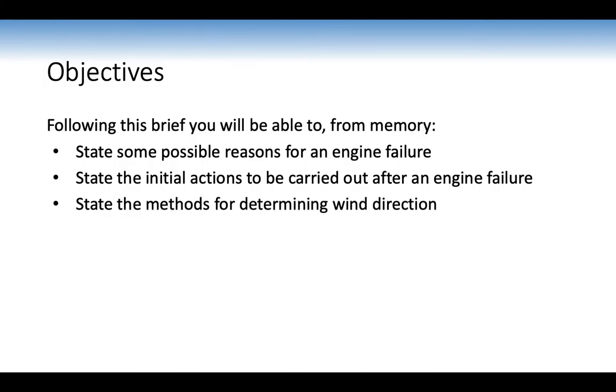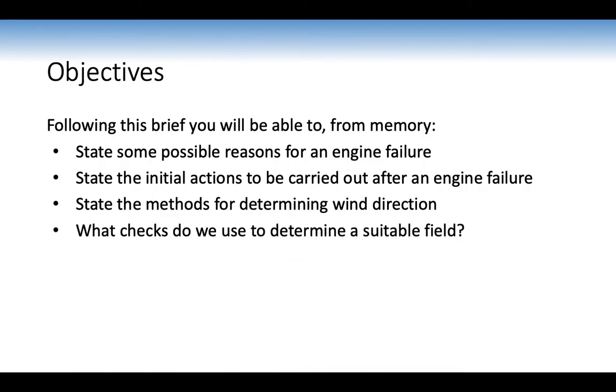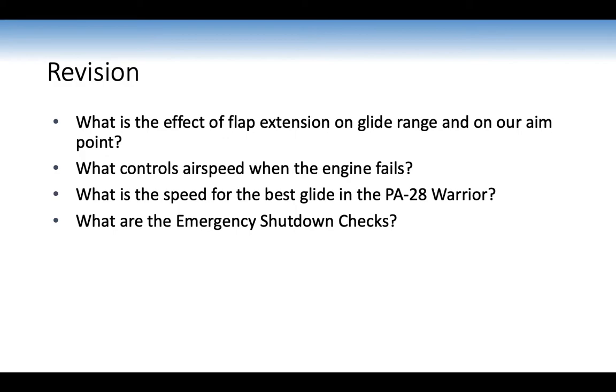State the methods for determining wind direction. We want to be able to determine what direction the wind is coming from. We want to land into a headwind, so that's really important as well. What checks do we use to determine a suitable field? We'll have a look at something called the WAS checks, which helps us determine if a field is suitable to land on. And then identify and manage two airborne threats, which we'll have a look at throughout this brief. So revision: you can take a moment, pause this video, so you can answer these questions.